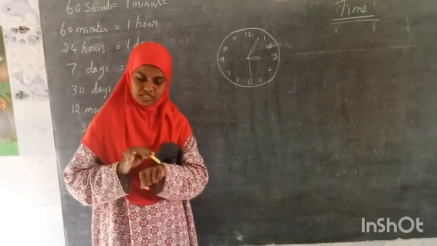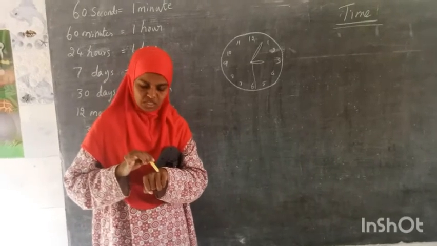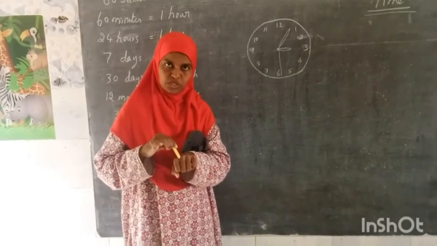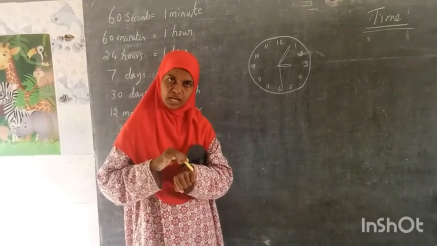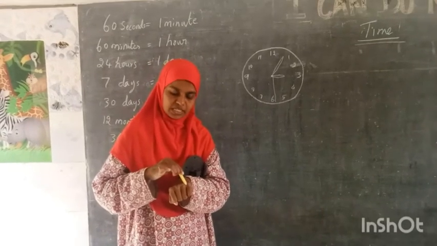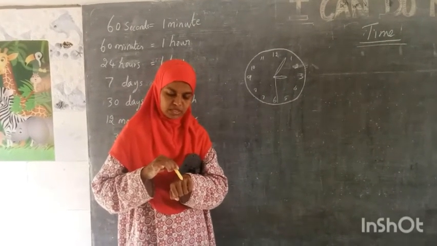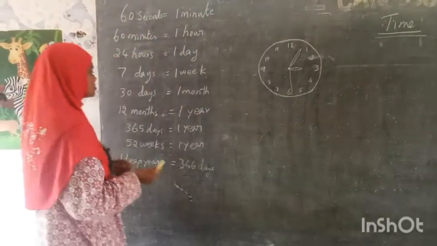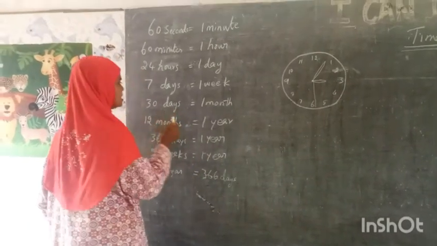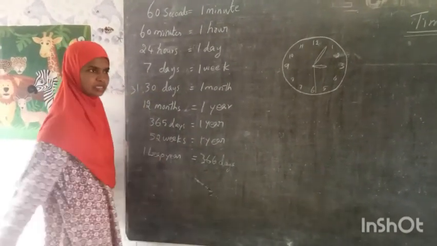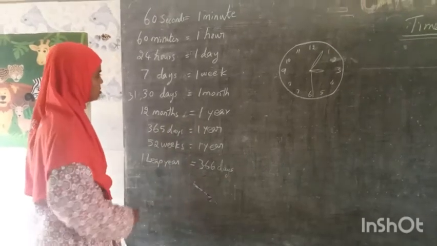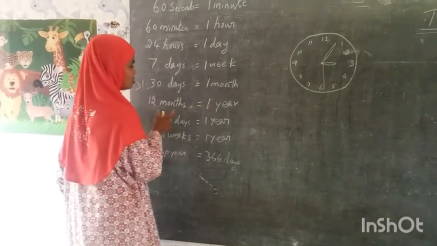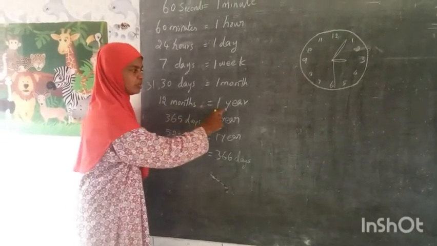January is 31 days. February, March 31 days. April 30 days. May 31. June 30, July 31. Again August 31, September 30 days, October 31, November 30 days, December 31. Like this you have to note the months. Some months will have 30 days, some other months will have 31 days. You have to do that activity in your book. If we add 12 months together, we will have 1 year.